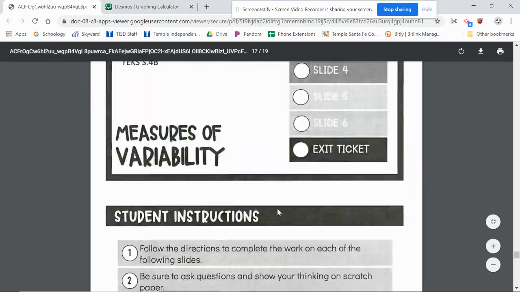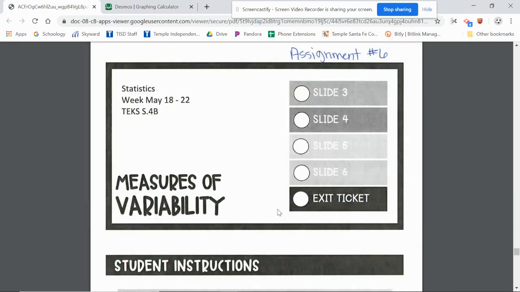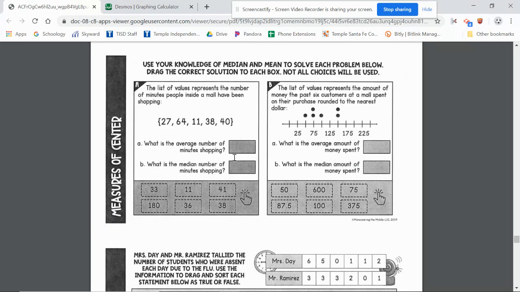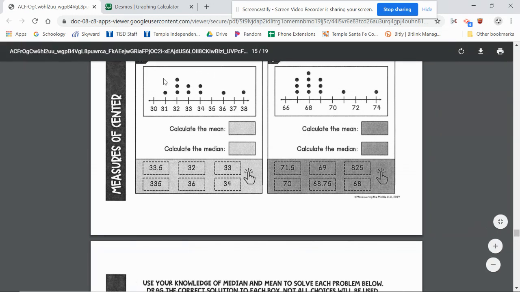If you're on the last 2 assignments, you will have to find the average and the variation. So on the measures of center, you're going to find the average. This is found by adding up all of the numbers and dividing by how many numbers there were. So in other words, 31 plus 32 plus 32 plus 32 plus 33, etc., and then counting up how many dots and dividing by that number of dots.